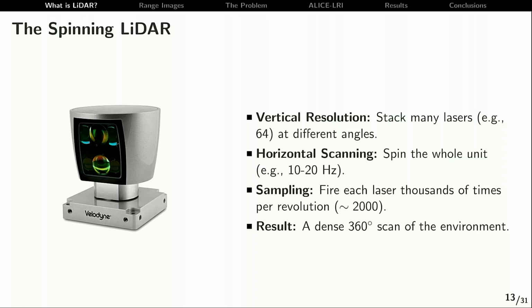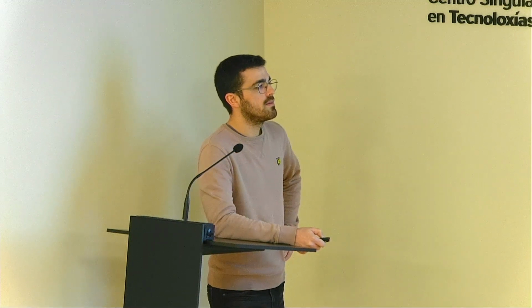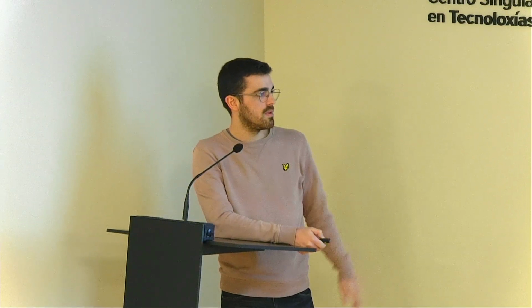And for example, this LiDAR sensor here, which is really commonly used in autonomous vehicles, just to give you an idea of a real sensor, this one here has 64 lasers stacked vertically, at different angles, like this, like this, like this. And then what it does is that it rotates 10 or 20 times per second, depending on the configuration. And then they fire each laser thousands of times per revolution. So in general, around 2,000 times per revolution.